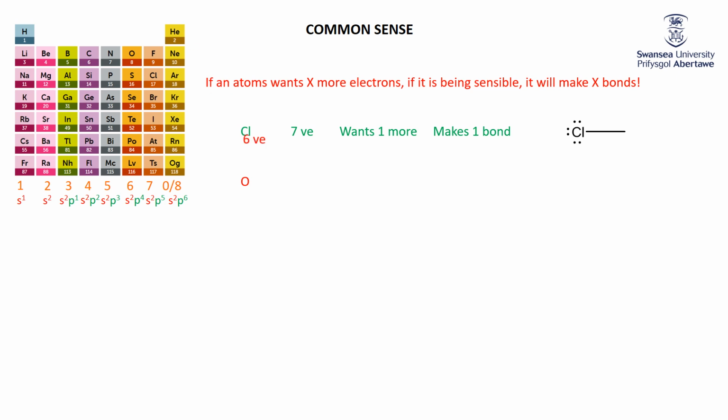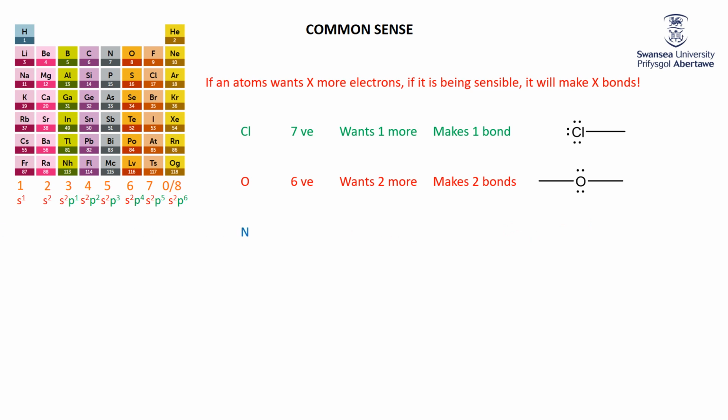We've just seen oxygen. 6 valence electrons, so wants 2 more according to the octet rule. So it will make 2 bonds if it's sensible, and we've just seen that with water. If you have a sensible oxygen, it will have 2 bonds and 2 lone pairs.